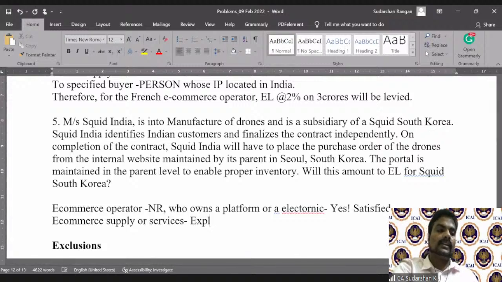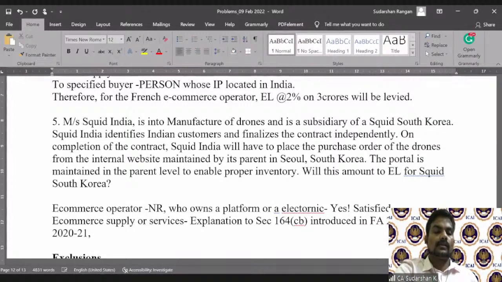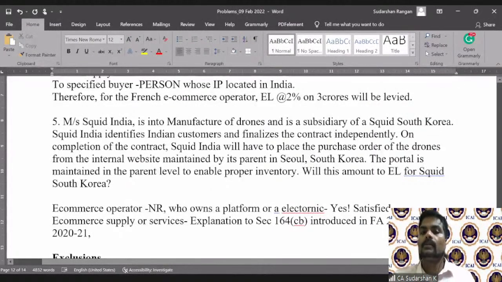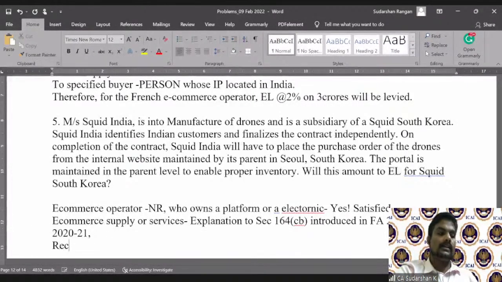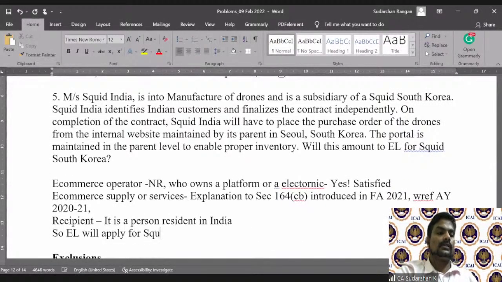But the definition is so wide: the explanation to section 164 CB, introduced in FA 2021, but with retrospective effect from assessment year 2020-2021. It's very important. This has very far-reaching implications. So therefore, this will be e-commerce supply or services. And who is the buyer or recipient? It is a person resident in India. So EL will apply for Squid South Korea at 2% on the consideration.